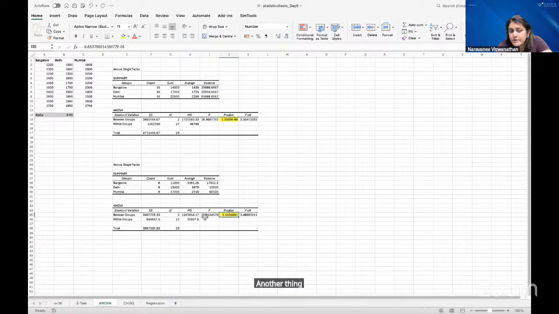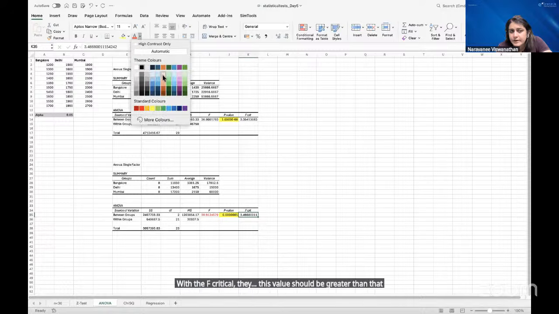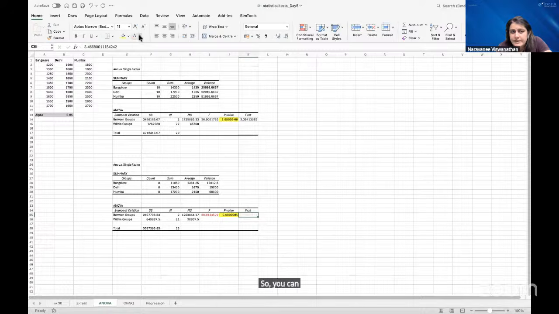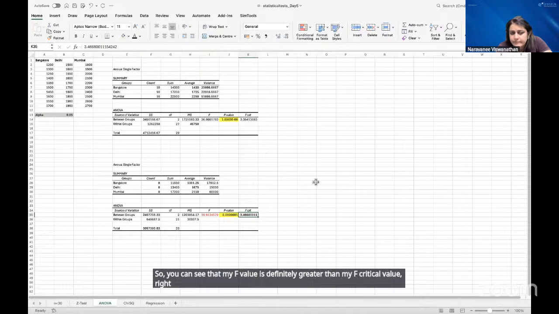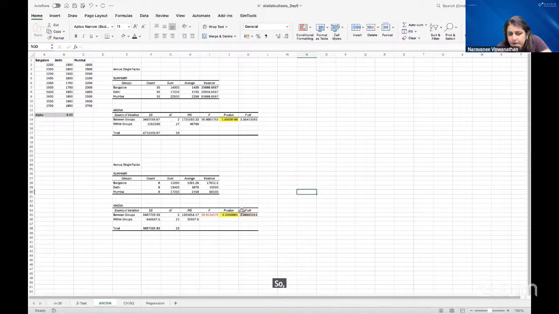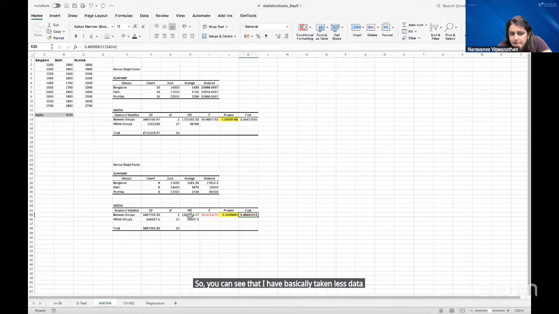Another thing you do is you can compare your F value with your F critical. This value should be greater than that. So you can see that my F value is definitely greater than my F critical value, right? So 38.9 is greater than 3.466. So I can confidently say that, you can see that I have basically taken less data here, right? So there is at least one group which is different from the other groups, the average of one group.